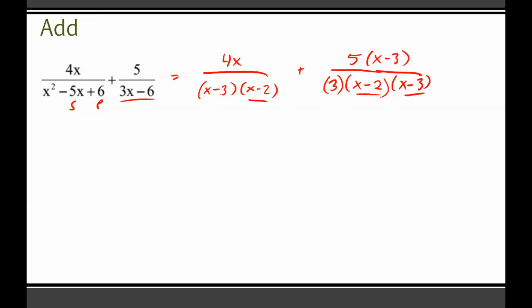And then last but not least, they now both have that x minus 3. Last but not least, they both need this, positive 3 right here. So I'm going to multiply the top of this guy by 3 and the bottom of this one by 3 as well. So if we're going to clean this up a little bit, 4x times 3 on the top there is 12x over, I'll bring that 3 out in front just because I think it's a little easier seeing it there. So 3 times x minus 3 times x minus 2. And you know what?